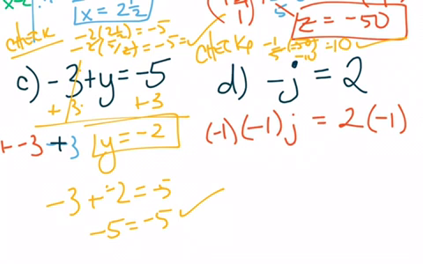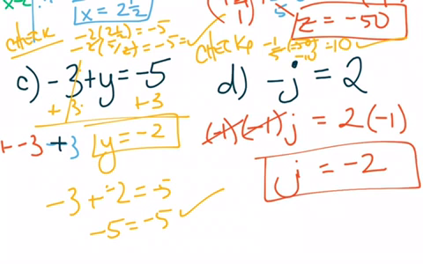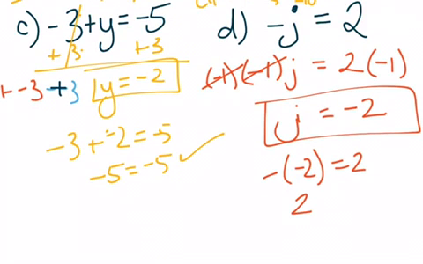We just need to get rid of the negative sign. Or you could divide both sides by negative 1. Whatever you decide to do, just make sure that the variable is by itself. So j, that's a weird j. J is equal to negative 2. Okay? Plug it back in. Negative 2 equals 2. The negatives cancel each other out. And you're good. All right?